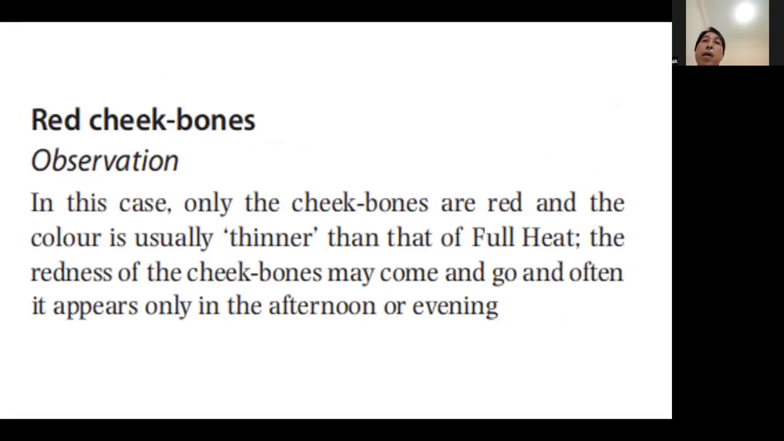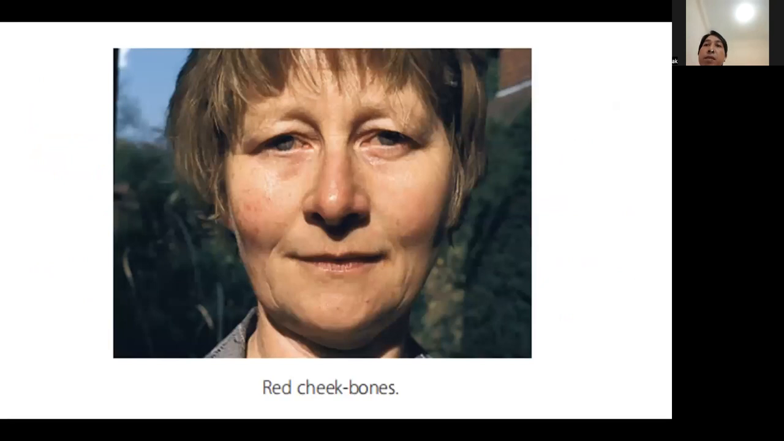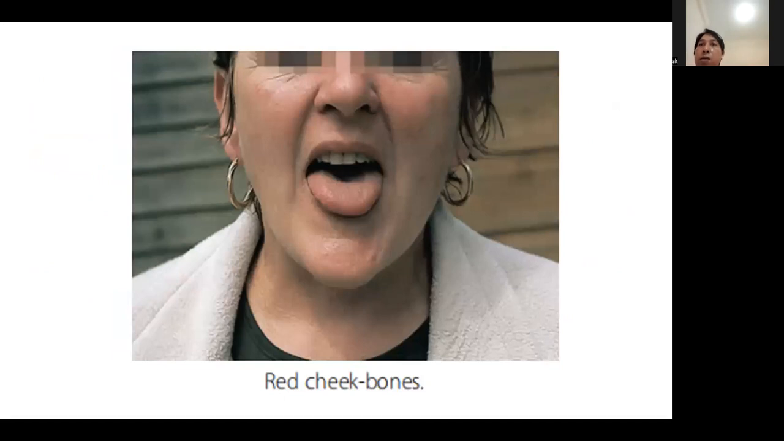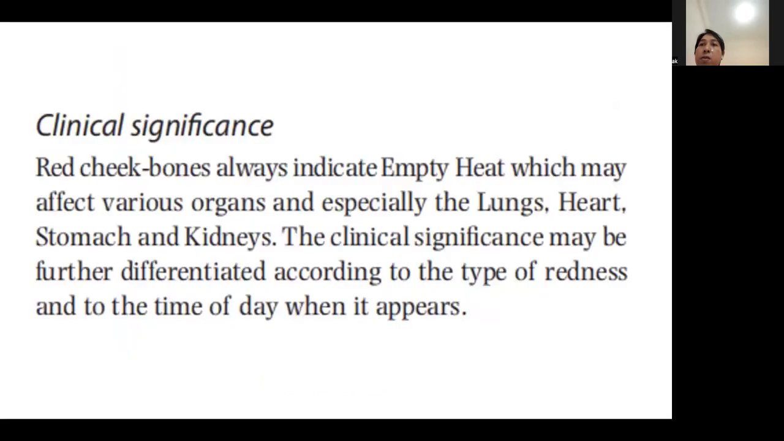Red cheekbones. In this case, only the cheekbones are red and the color is usually thinner than that of full heat. The redness of cheekbones may come and go, and often it appears only in the afternoon or evening. This picture is an example of red cheekbones. Red cheekbones always indicate empty heat, which may affect various organs, especially the lungs, heart, stomach, and kidneys. The clinical significance may be further differentiated according to the type of redness and to the time of day when it appears.